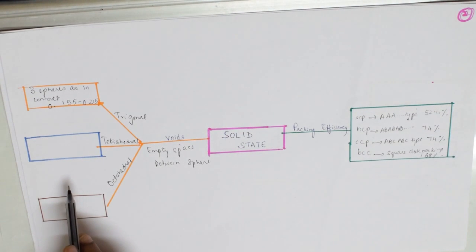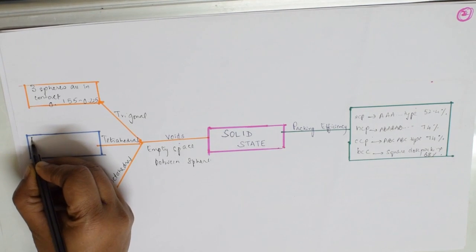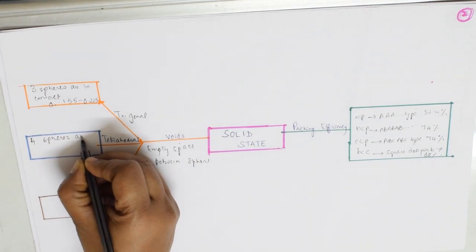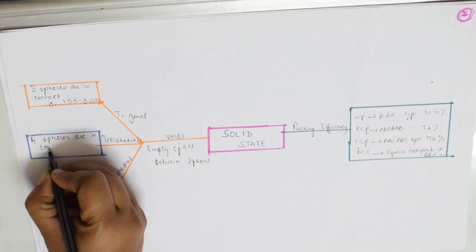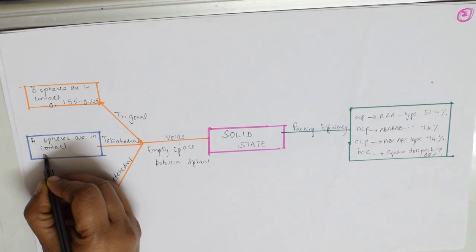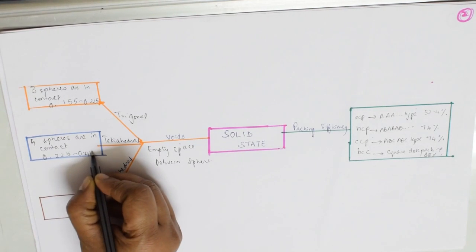So when it comes to tetrahedral, here tetra means 4. 4 spheres are in contact. So here what is the radius range? It is between 0.225 to 0.414.